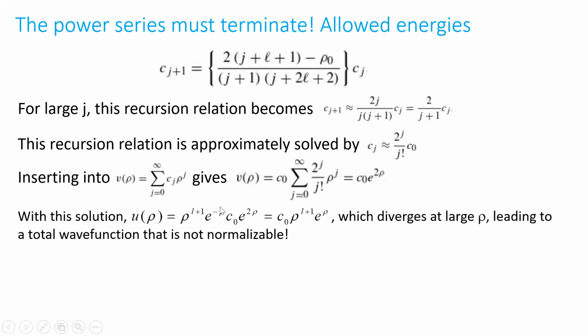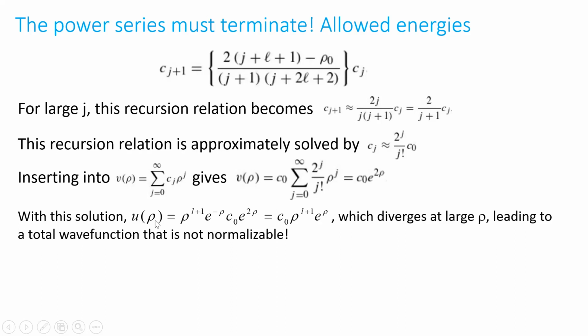Well, we go back to the definition of u of rho, which is the first function we were looking for. u of rho was, after we put in the asymptotic behavior, rho to the L plus 1 e to the minus rho times v of rho, but v of rho is C0 e to the 2 rho. So if we put in that C0 e to the 2 rho, the e to the minus rho, which was the previous asymptotic behavior, times the e to the 2 rho becomes e to the rho. And we have C0 rho to the L plus 1 e to the rho.